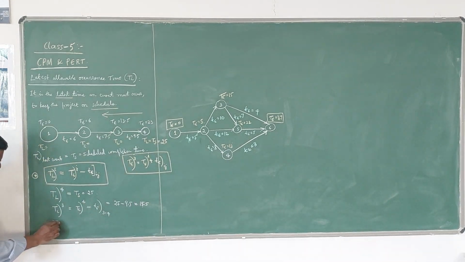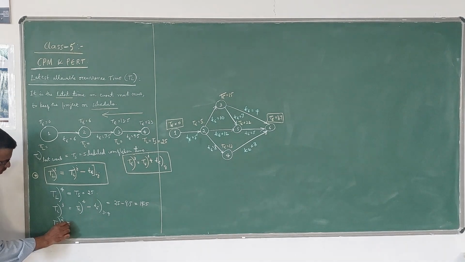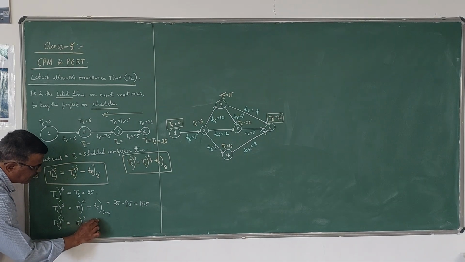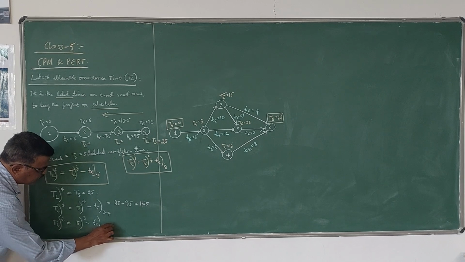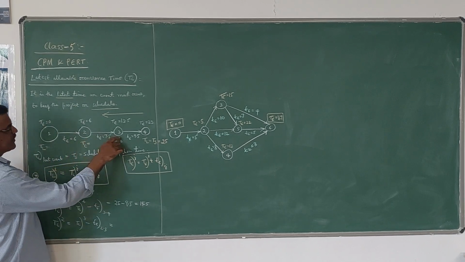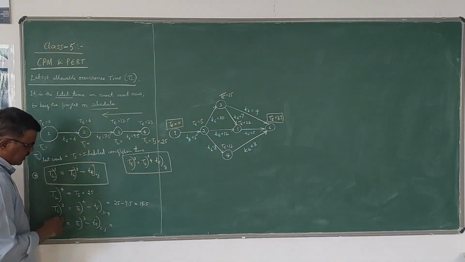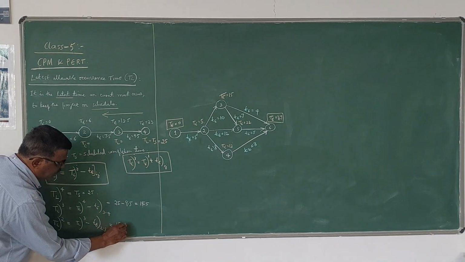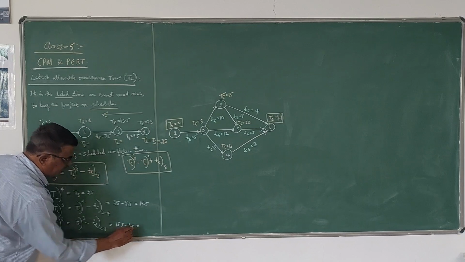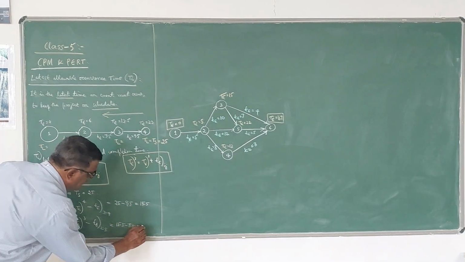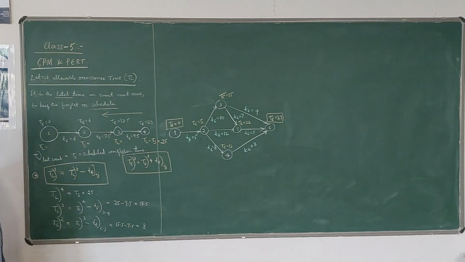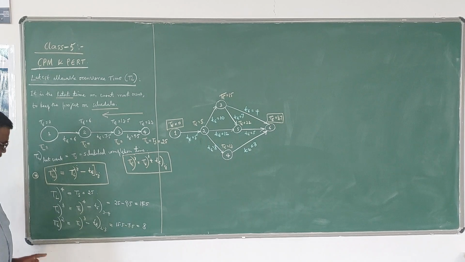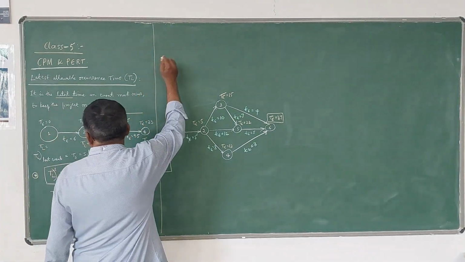Next we will calculate TL2 for the second event. It is nothing but TL3 minus te of 2-3. This activity takes 7.5 days. So TL3 is 15.5 minus 7.5 for activity 2-3. If you subtract, you get 8. So at the most, the second event should be completed within 8 days. Next, TL1.